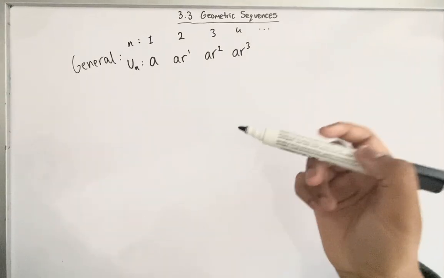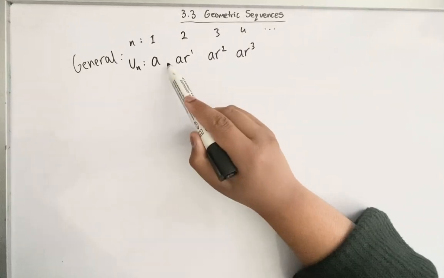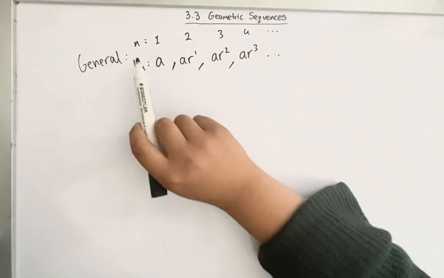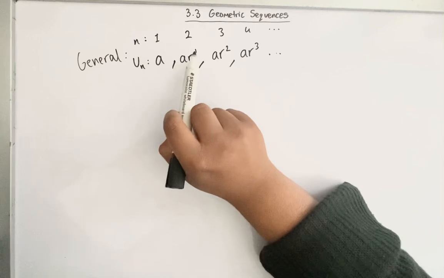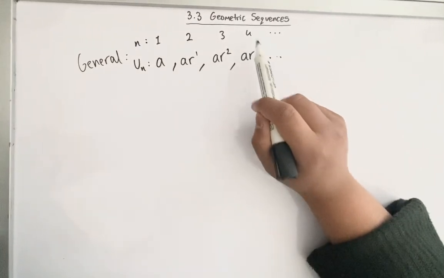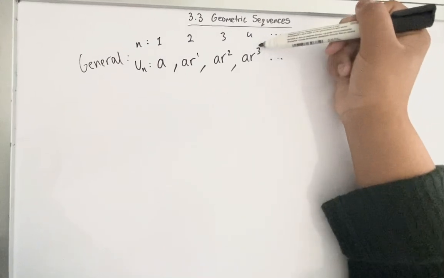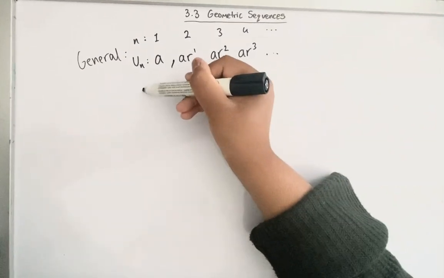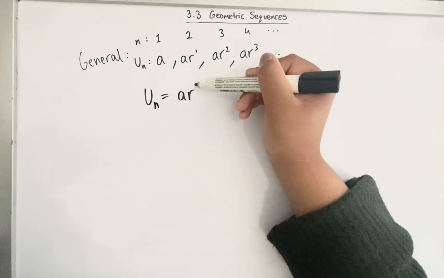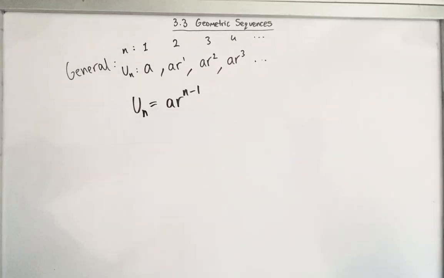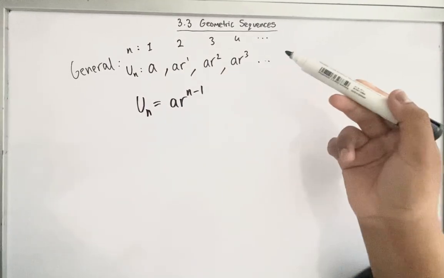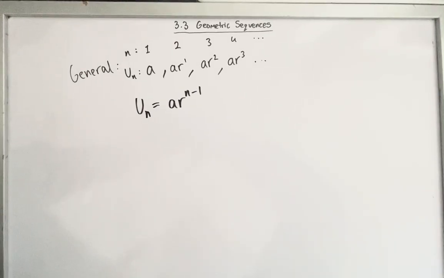A general form for a geometric series is this, where it would be AR squared, AR cubed, and so on and so forth. We can see that here, the power of R is 0 for n equals 1, it's 1 for n equals 2, 2 for n equals 3, and 3 for n equals 4. You can see that this number is just n - 1. So we can write a generic formula for the nth term as un equals AR to the n minus 1, where A would be the first term, R would be the common ratio, and n is the position, or the actual nth term.